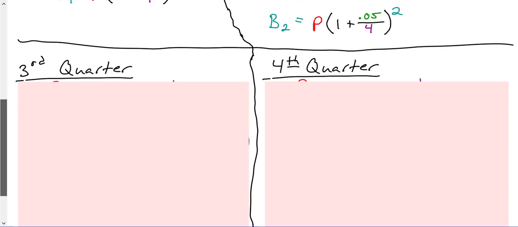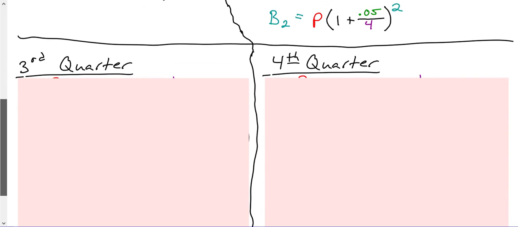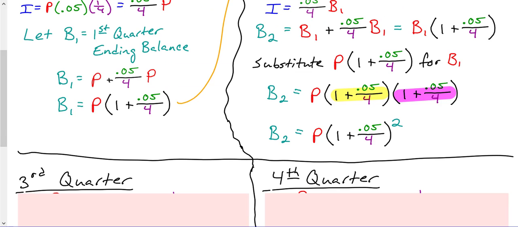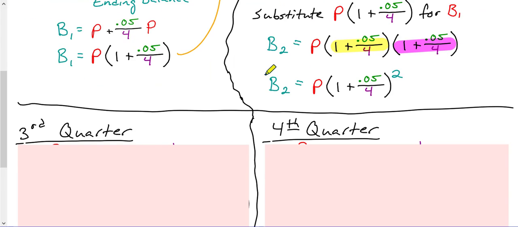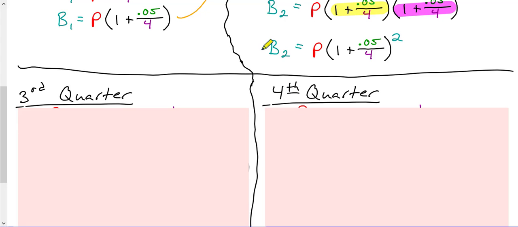All right, so for the third quarter, remember, we are going to be using the ending balance from the second quarter. That's going to become our new principal amount.